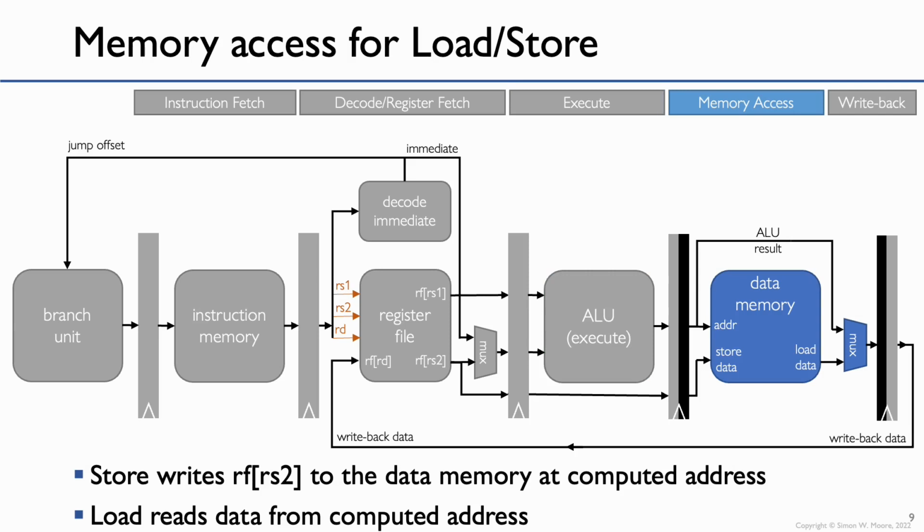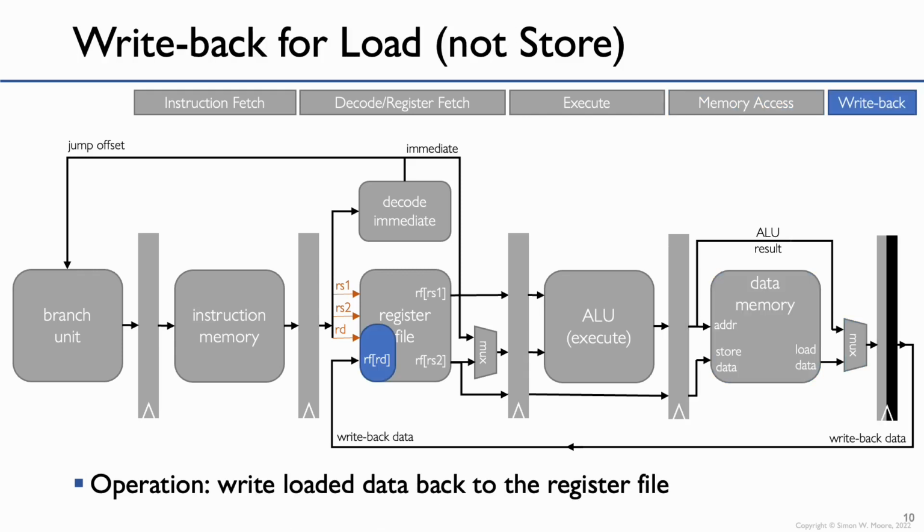So in the case of a store, it writes the RS2 value to memory, and that's been sent through. If it's a load, then it reads data from that computed address, and of course we'll ignore the ALU result that sort of goes over the top of the memory block, and we will feed the loaded data through to write back. And in the write back stage, we just write back the load.